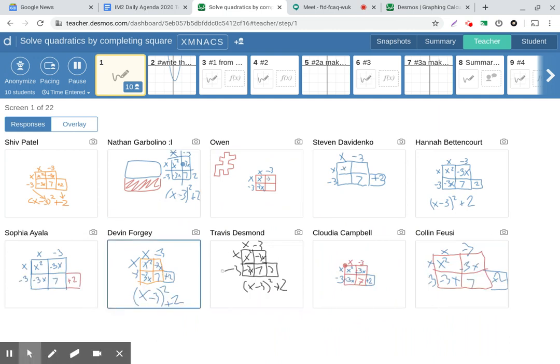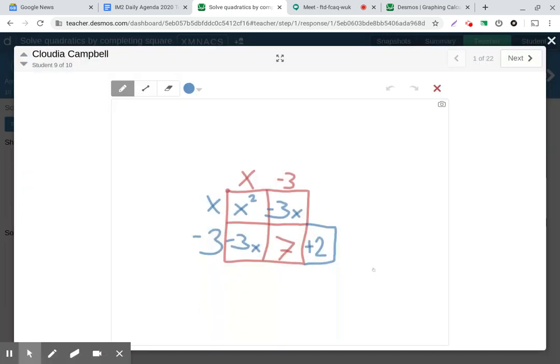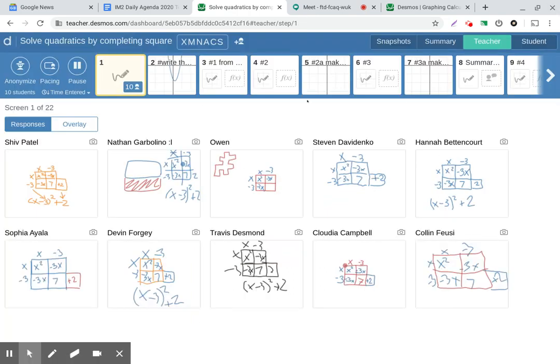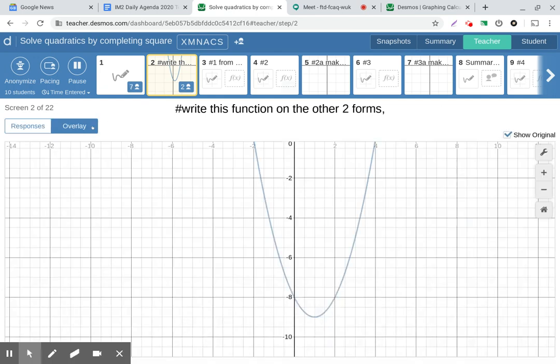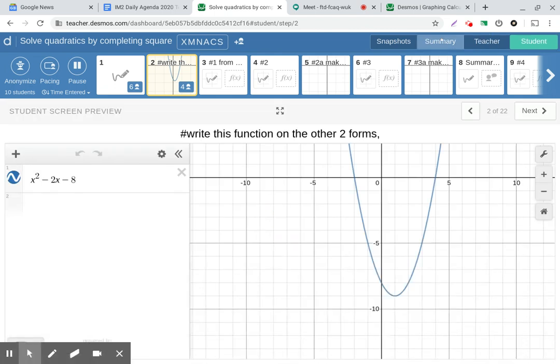So you basically turn, and this is called completing the square because you're forcing twins. You're forcing twins by adding a 2, right? And that's cool because that's part of your vertex. All right, so let's go to screen 2, and let's see you guys type 2 equations in the other forms.